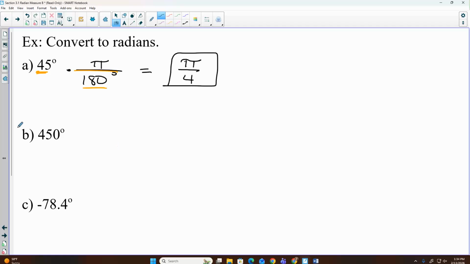Right. If I have 450 degrees, same thing every time. If I'm turning it into radians, multiply by pi over 180. So 450 over 180, what does that reduce to? So we'll say 5 pi over 2.